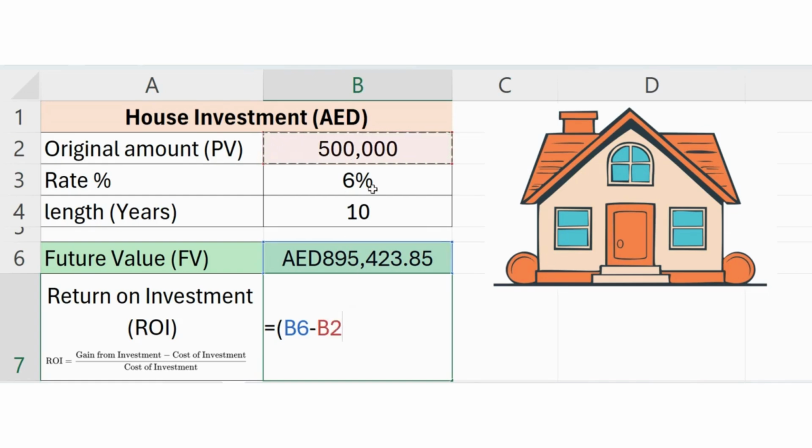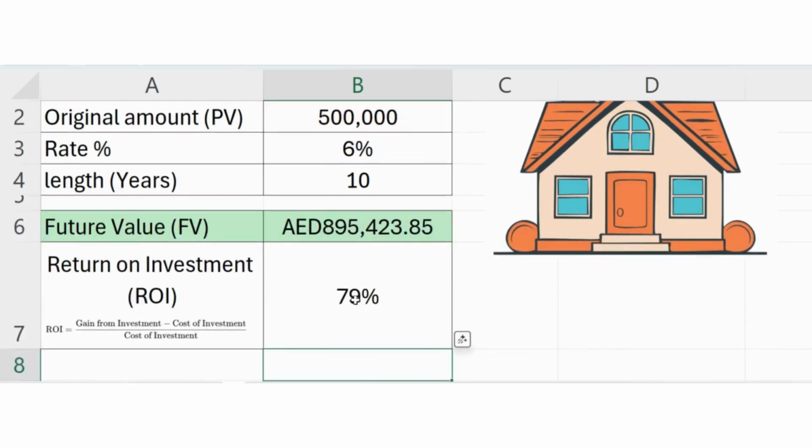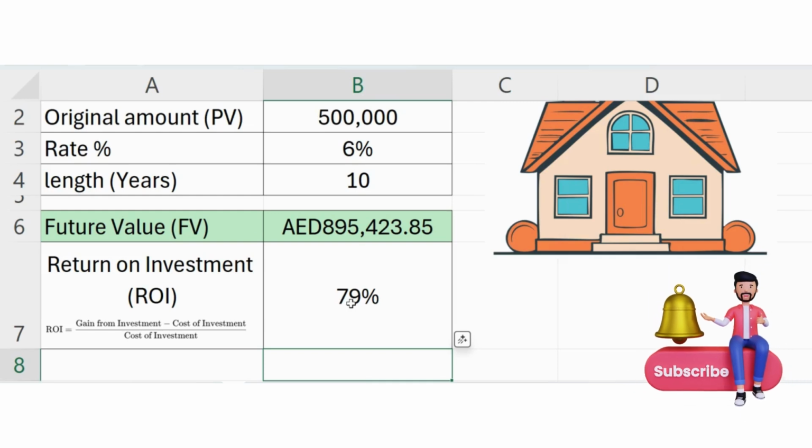This means that over 10 years, the house generated a total return of about 79% on your original investment, making FV and the return on investment powerful tools together for evaluating real estate decisions.